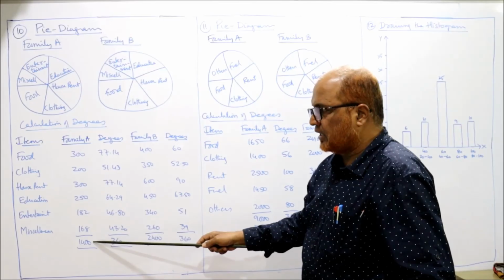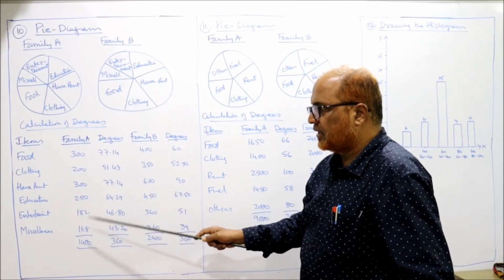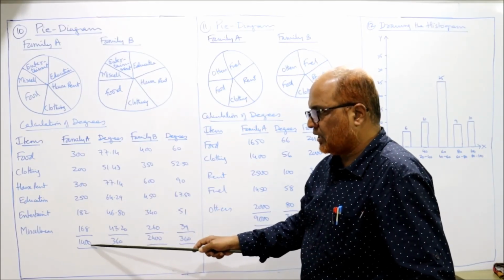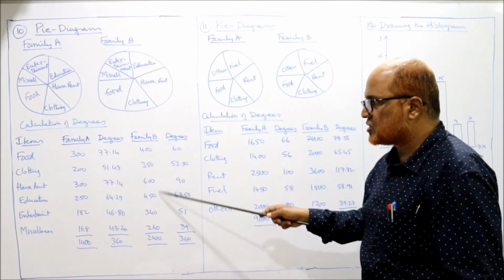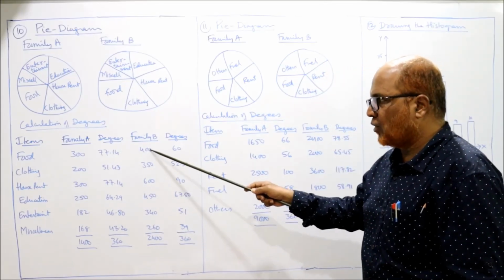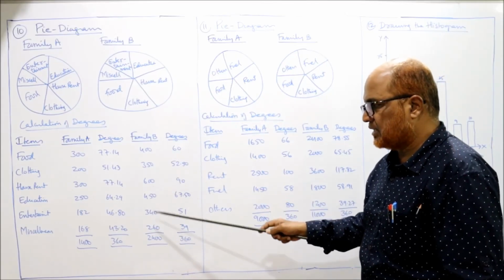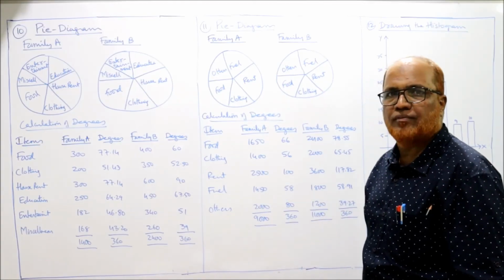300 divided by 1400 into 360, you will get this. 200 divided by 1400 into 360, you will get 51.43. 300 divided by 1400 into 360, 77.14. Similar calculations you have to make for family B. 400 divided by 2400 into 360. 350 divided by 2400 into 360, 52.5. Like this you find the degrees.